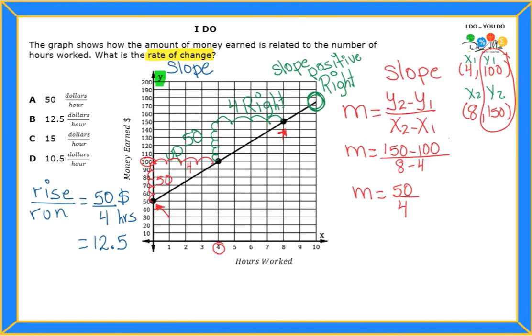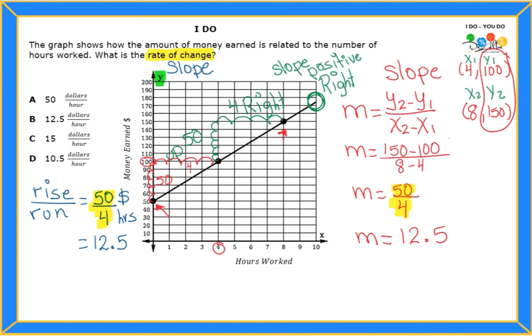Now I want you to see that number here, and I want you to see the number that I got on the rise over run. What do you notice? It's the same, right? Yes, it has to be the same. But I'm not done yet because I want to simplify. So when I simplify, I get 12.5.